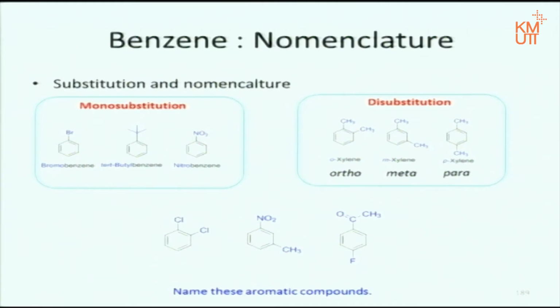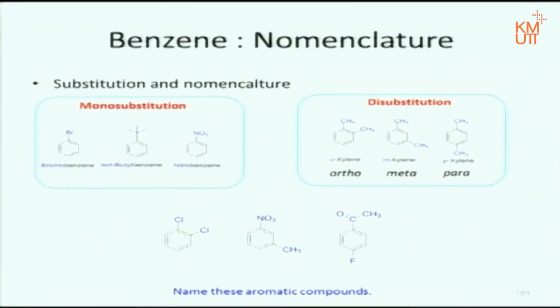Ortho, meta, para for 1,2, 1,3, 1,4. Okay, so if you have two substituent groups, you always use the words ortho, meta, para. Just identify the main substituent group and put number 1 on this main substituent group. Okay. We can try to name these aromatic compounds. Start from this one. This is very easy. Two chlorine atoms on the benzene ring. What is the position? 1,2. So what is the name of this isomer? Ortho. Yes. This is ortho-dichlorobenzene.